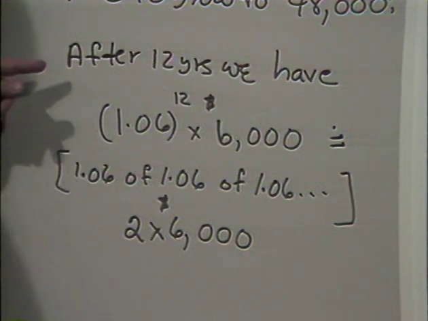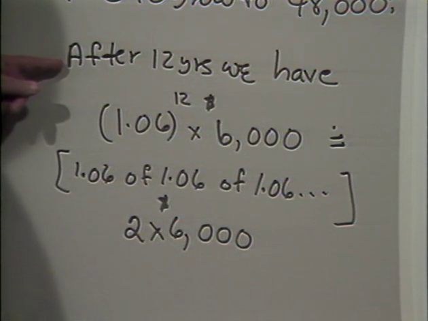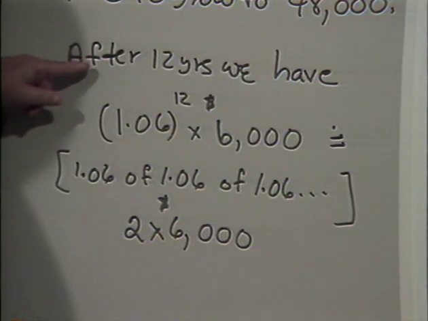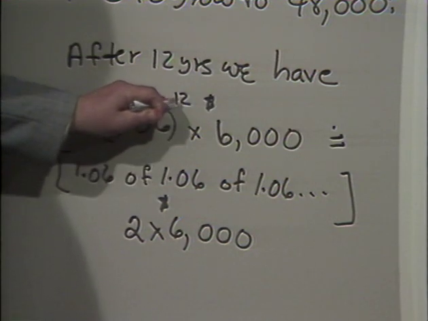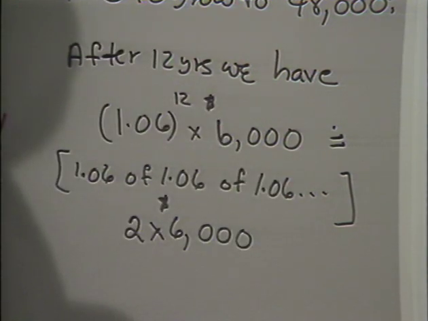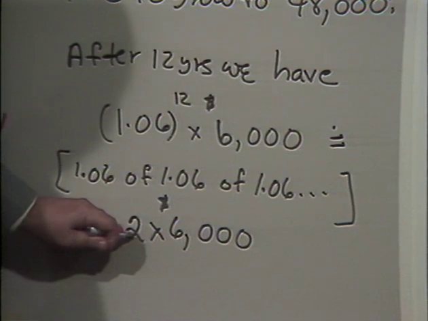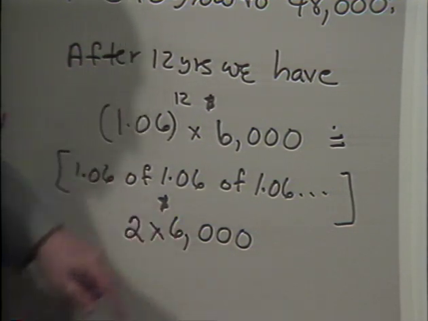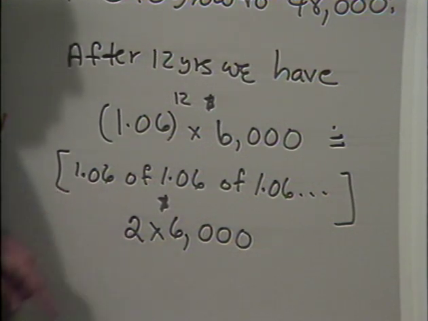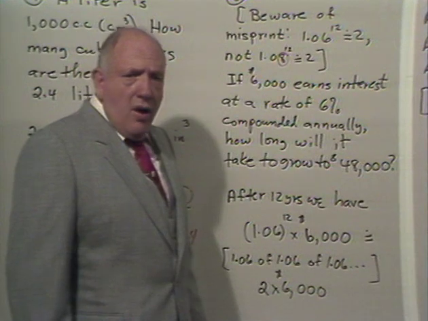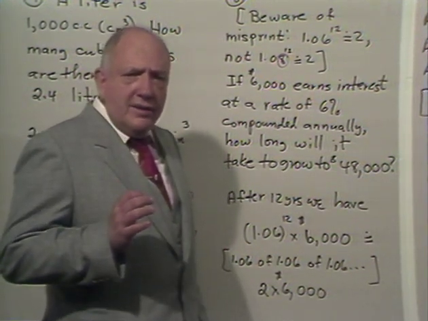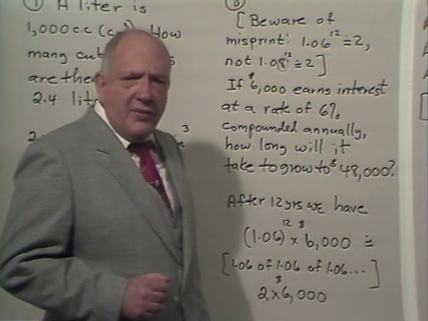In other words, when I tell you that 1.06 to the 12th power is approximately 2, remember, after 12 years, how much money are you going to have? 1.06 to the 12th power times 6,000. But 1.06 to the 12th power is 2. And that says that what's happened? In 12 years, your money has doubled. What's going to happen next? See, if your money doubles in 12 years, every 12 years it's going to double if the rate stays the same.